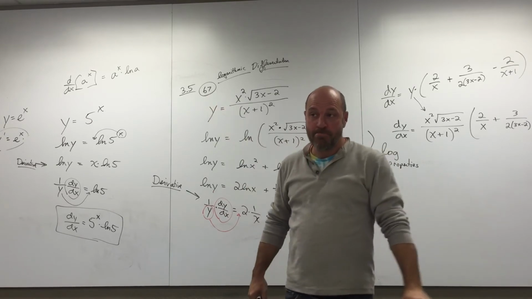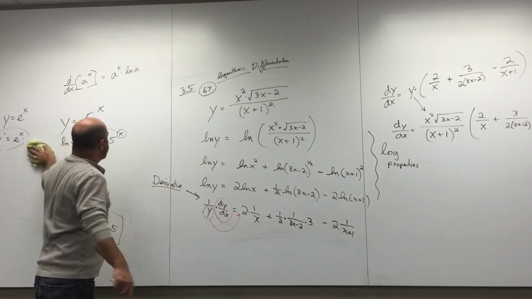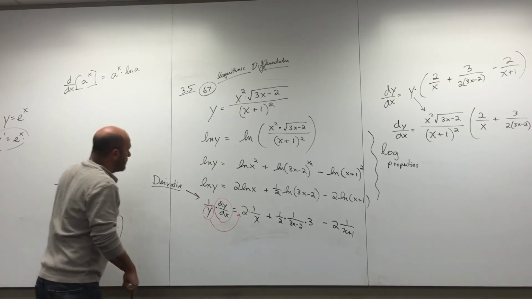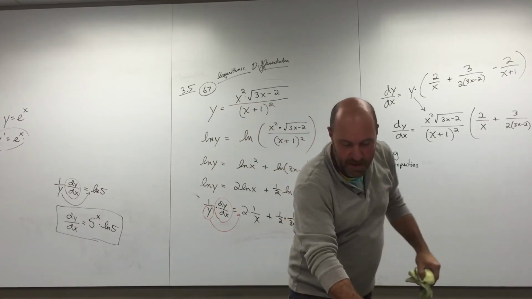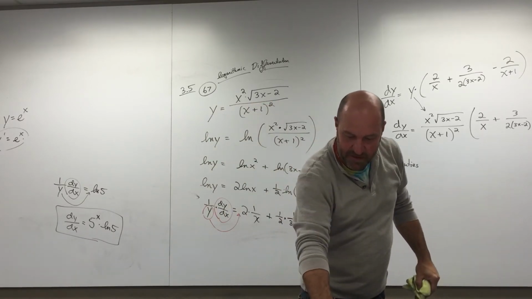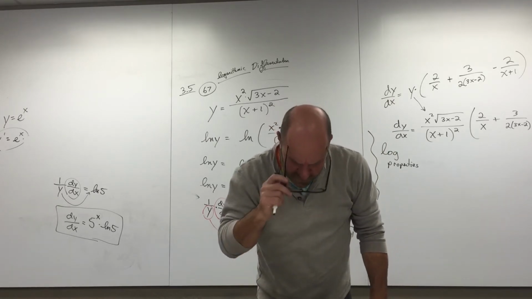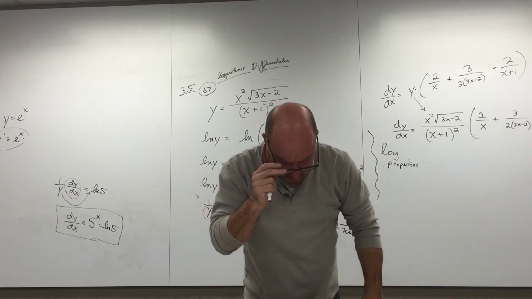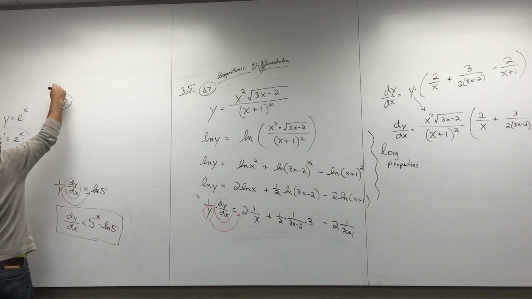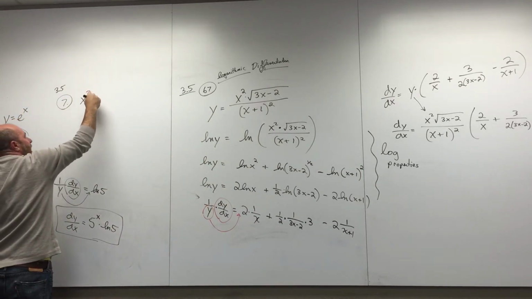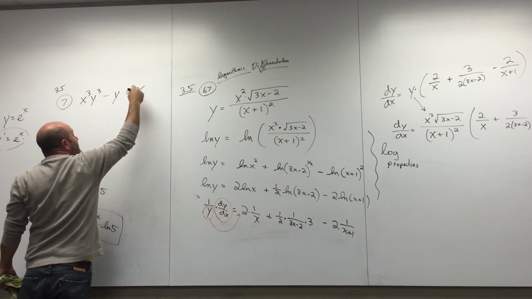Yes, ma'am. Number 7. In where? 3.5. In 3.5, she asked about 7. Let's see what that is. Ooh, yeah. x cubed, y cubed minus y equals x. Okay, that's a classic. Number 7 in 3.5: x cubed, y cubed minus y equals x.